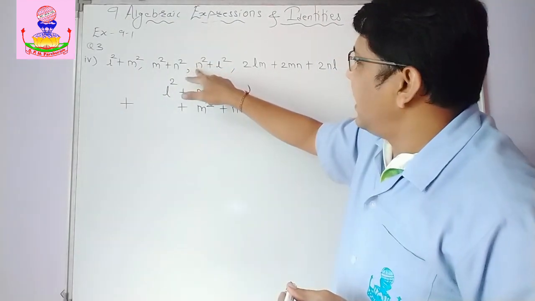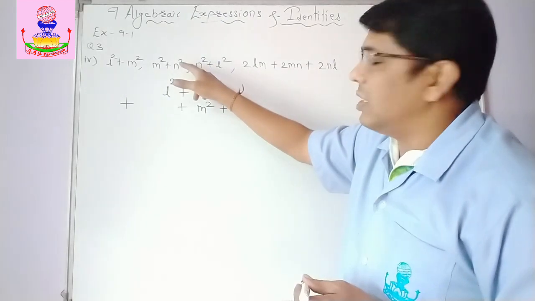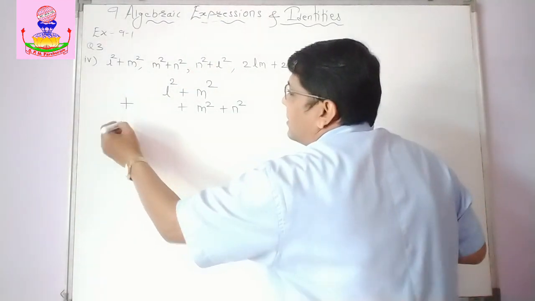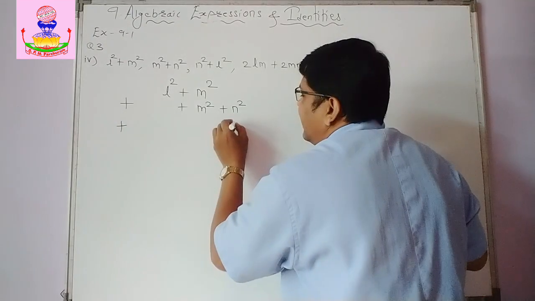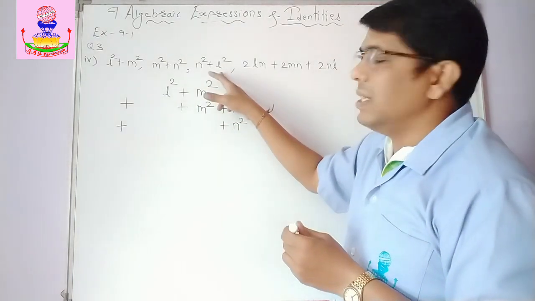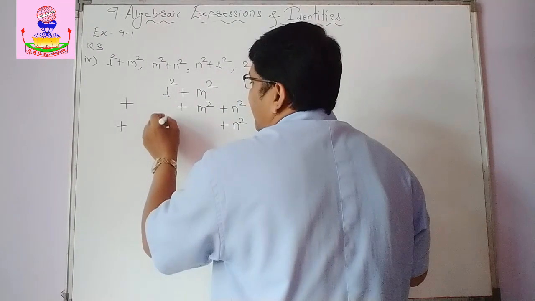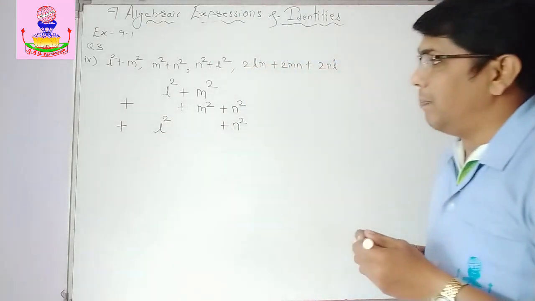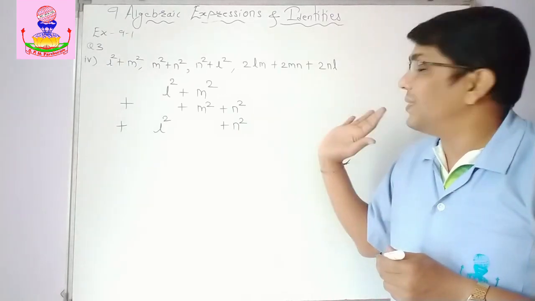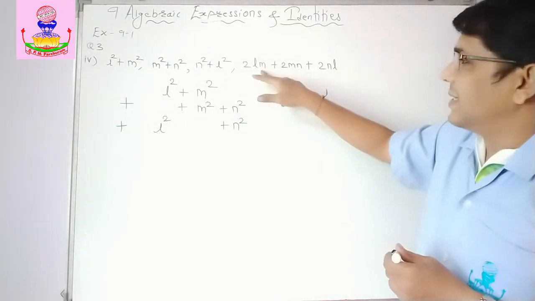Okay. Then next is n square plus l square. So what is the sign here? Plus. So plus n square. Again, don't forget to write plus here. So plus n square. And what is it? L square plus L square. So L square below L square. See how I am placing one below the other, like terms. Then these will remain.